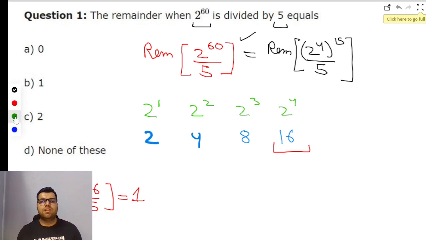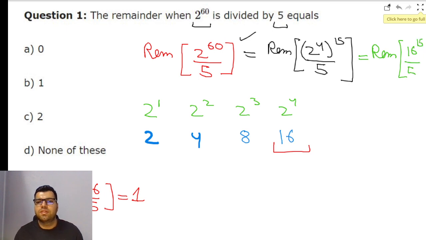What is the next step? Next logical step is, okay, so let me write it as remainder of 16 raised to power 15 with 5. Okay, this I have written. Now coming to the next step. So next step is basically a property, very intuitive property.